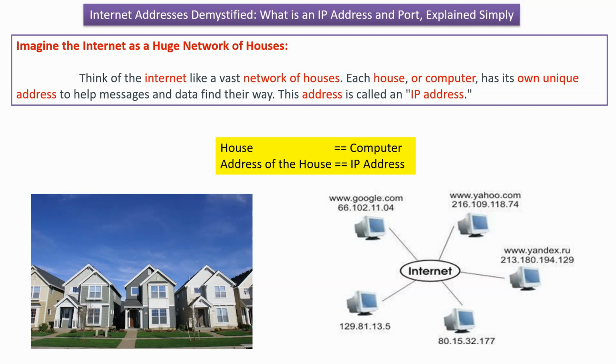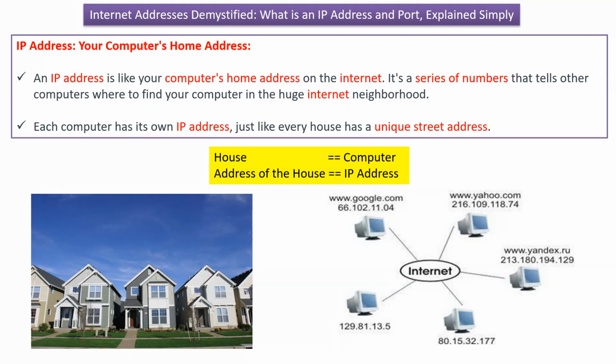In this video tutorial, I will explain what is IP address and port number. We can think of the internet like a vast network of houses. Each house or computer has its own unique address to help messages and data find their way, and this unique address is called an IP address. So in this analogy, a house is equivalent to a computer, and the address of the house is equivalent to the IP address.